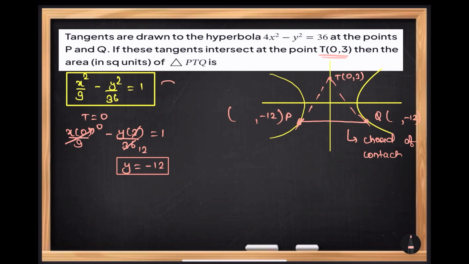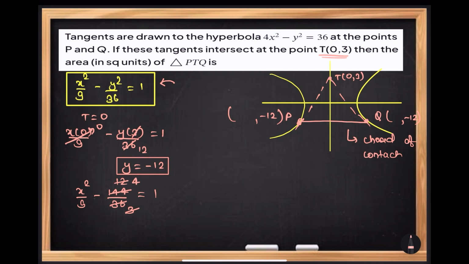Now you know that this curve will have some point at y equal to minus 12. Okay, so we will substitute there and then we will get the value of x. In place of y, I'll substitute minus 12. So x square by 9 minus minus 12 square, so it is 144 by 36, equals 1.